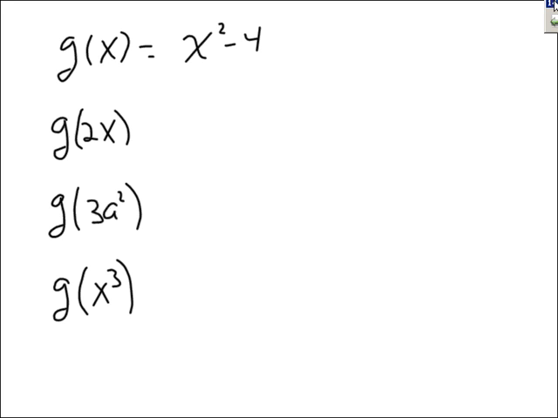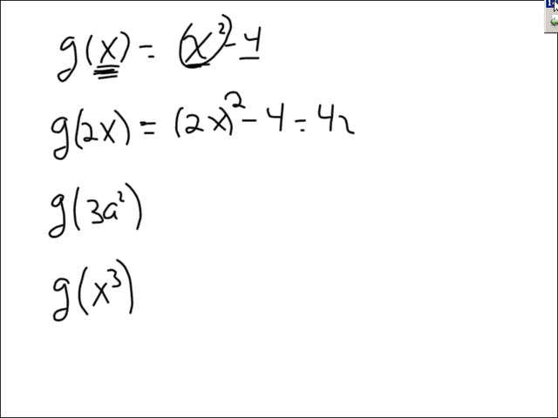Well, first thing you should do is say, what's being done to x? What's in the brackets is being squared, and then you take away 4. Okay, I take what's in the brackets, the whole thing, I square it, I take away 4. 2x squared is 2 squared times x squared minus 4. 3a squared: I take what's in the brackets, I square it, take away 4. 3 squared is 9. a squared squared is a to the 4.